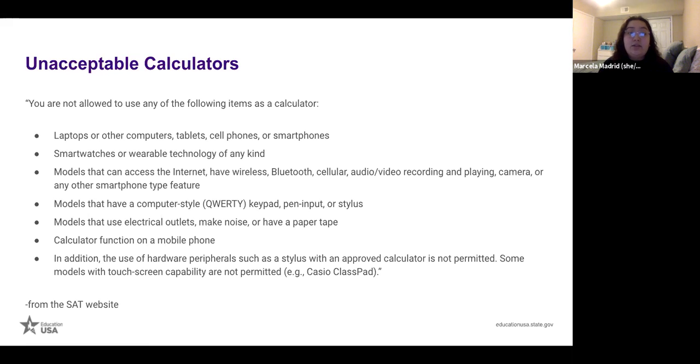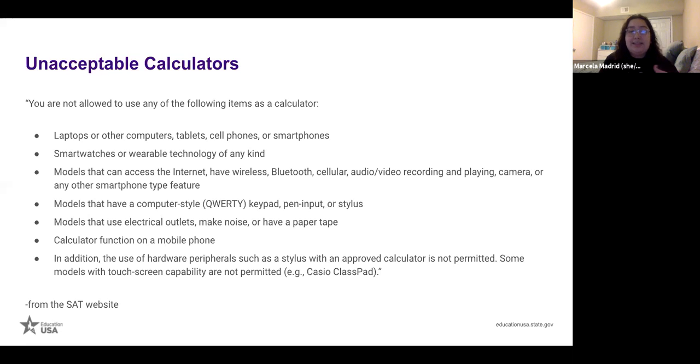And in addition, the use of hardware peripherals such as a stylus with an approved calculator is not permitted. Some models with touchscreen capability are not permitted, and they give you an example, the Casio ClassPad. So they just want you with a calculator. A graphing calculator should be fine, but once it starts to feel more like a laptop or cell phone, that's when it's unacceptable. And this is exactly what you'll see on the SAT website.